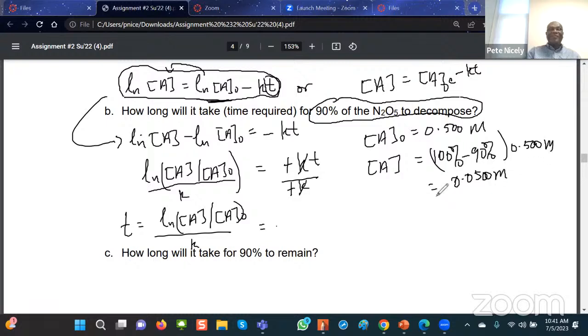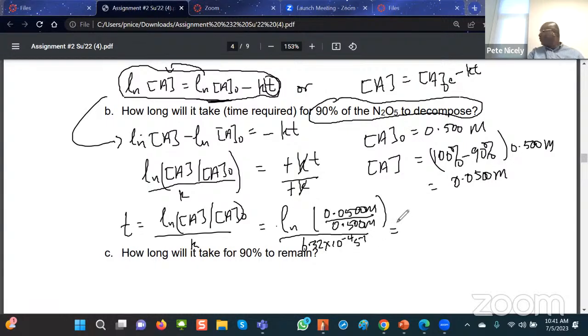All right. So basically, you plug everything now into this equation. ln, concentration of A, which is 0.0500 M, divided by 0.500 M. All of that divided by K. What was K? K was 6.32 times 10 to the minus 4 seconds to the minus 1. And according to my calculations, that works out to be equal to 3.64 times 10 to the 3 seconds. And that would be the final answer.